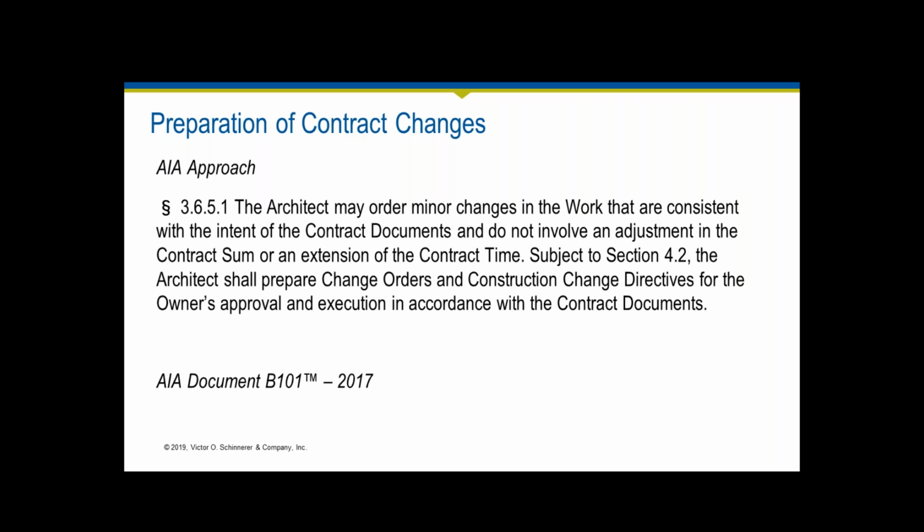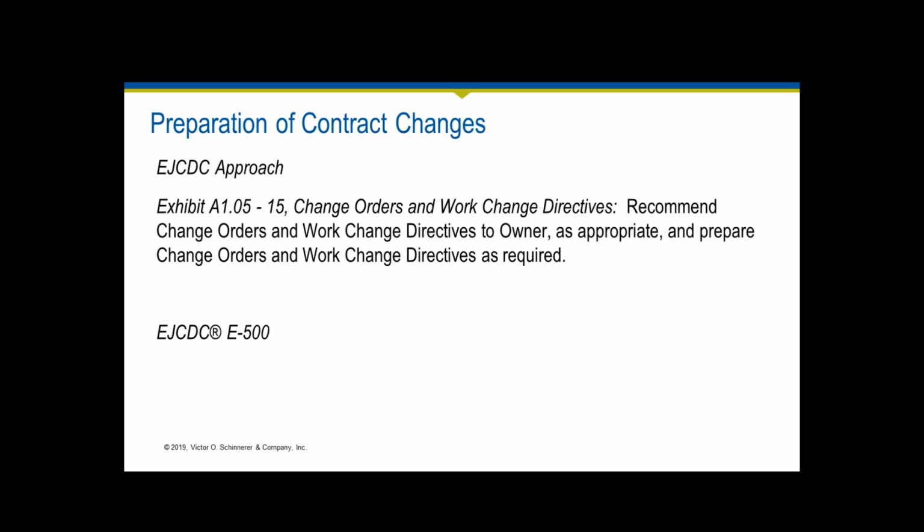In the AIA documents, you may order minor changes in the work that are consistent with the intent of the contract documents and do not involve an adjustment in the contract sum or an extension of the contract time. Or you will prepare change orders and construction change directives for the owner's approval and execution in accordance with the contract documents.